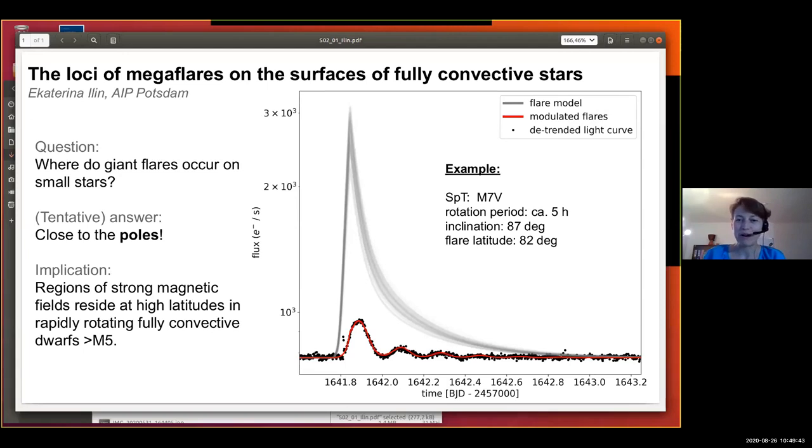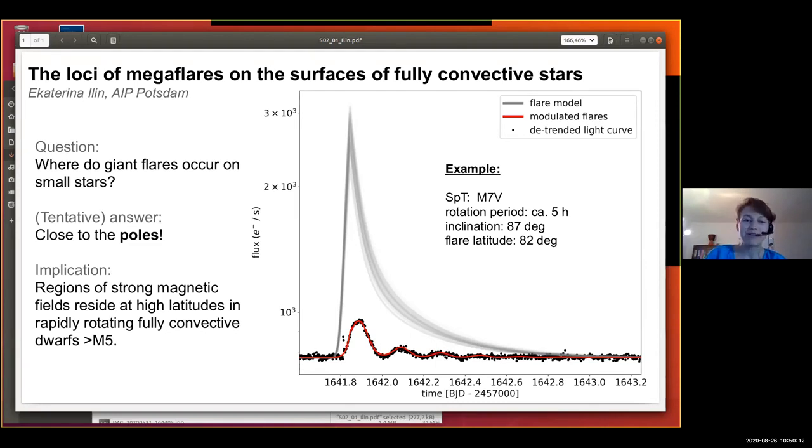Last year I talked about super flares. I'm still obsessing about super flares, but now it's even more giant flares, and the stars have gotten even smaller. My question today is, where on the stellar surface do these giant flares occur? It turns out I can determine the location of that flaring region from looking at the light curves of super flares. TESS has been a gift, obviously.